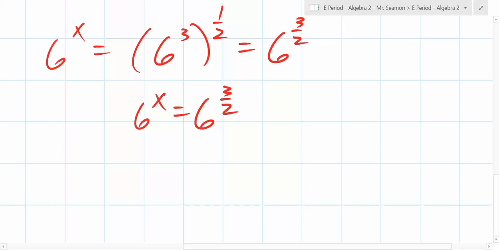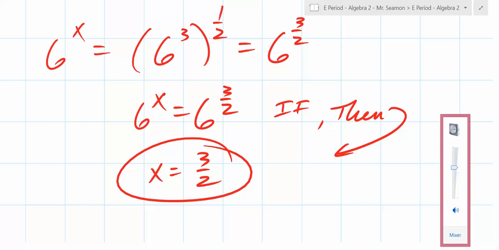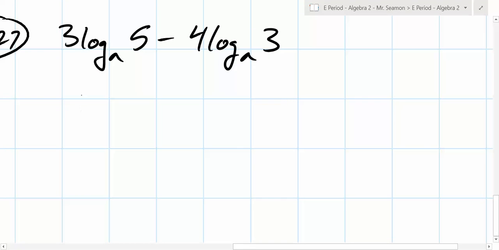It's not canceling. Remember, it's not canceling. If this is true, then what has to be true? X equals 3/2. There it is. Well, can you combine them yet? Not yet. What do you do, Connor?